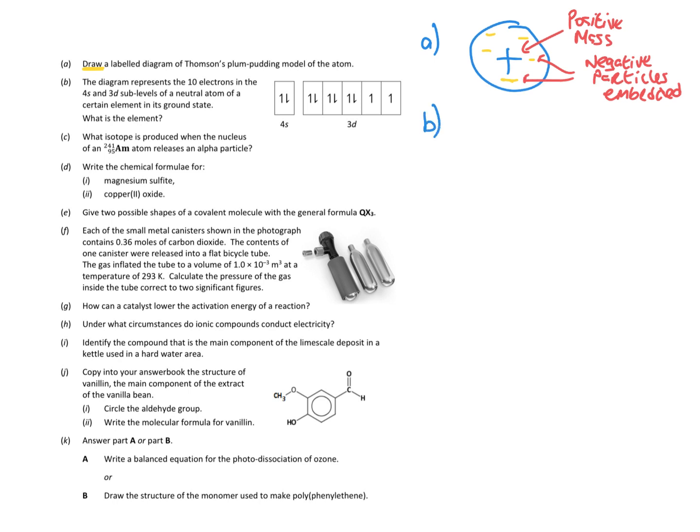Part B then. Part B says the diagram represents the 10 electrons in the 4s and 3d sublevels of a neutral atom of the ground state. What is this element? So first of all, if they're showing you just the 4s and the 3d, that would mean that all of the sublevels prior to that are full. So the electronic configuration of this atom would be 1s2, 2s2, 2p6, 3s2, 3p6, 4s2, and then we've got 3d, and it's 1, 2, 3, 4, 5, 6, 7, 8, 3d8.